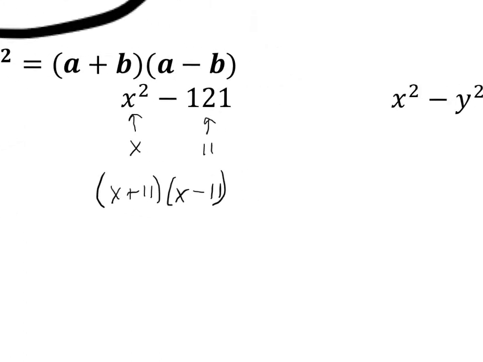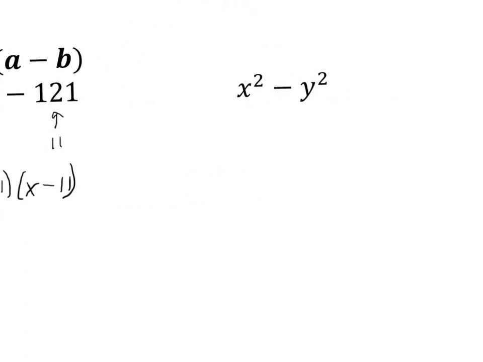Pretty easy. Here we have x squared minus y squared. Well, the square root of x squared is x, the square root of y squared is y. So we're going to have x plus y times x minus y. And again, this is probably the most simple of all of them.